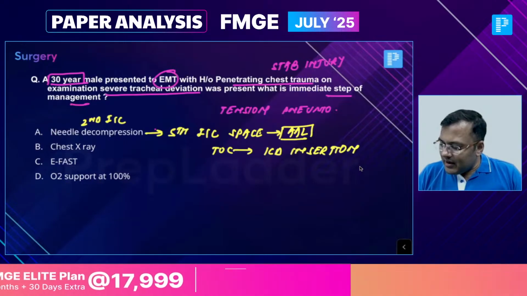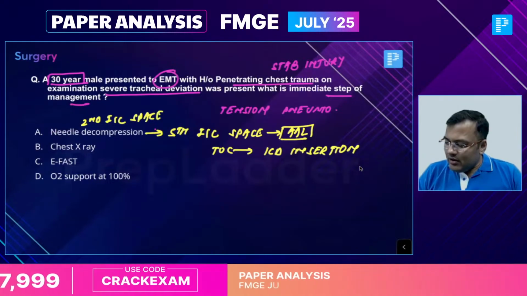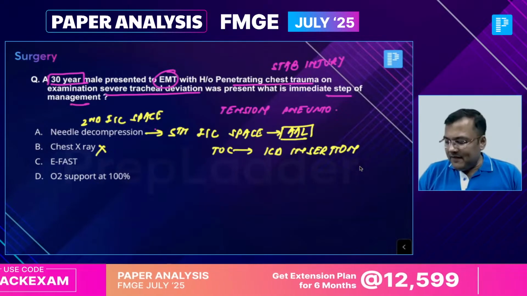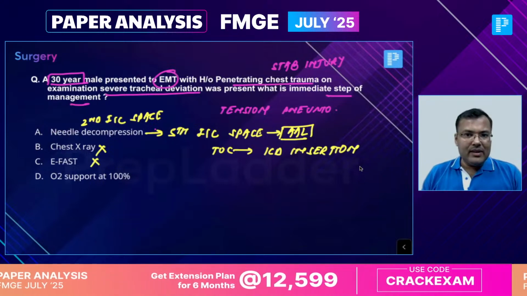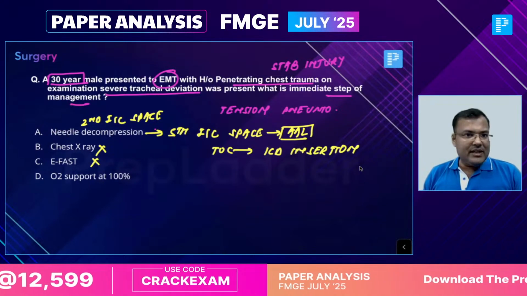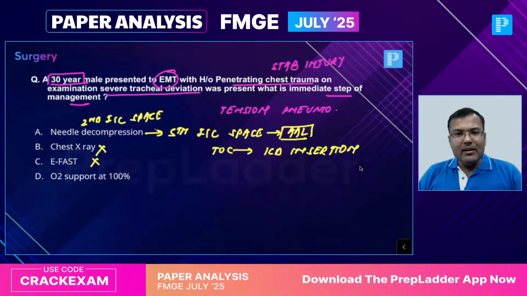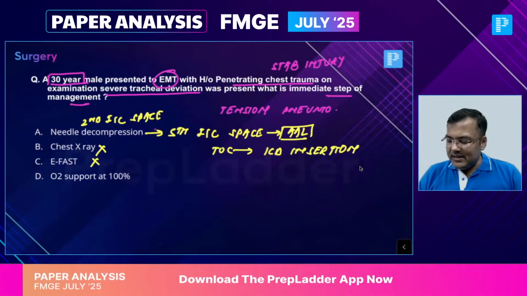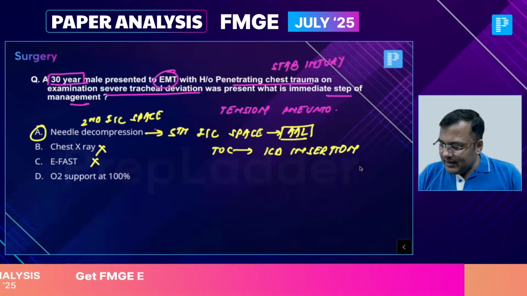फिर भी अगर इनमें आपको चूज करना है तो देखिए, you are not going for chest x-ray. E-fast is not going to help immediately, right? Because in this case, since there is severe tracheal deviation, there is tension pneumothorax. Immediate step is you have to go for needle decompression.